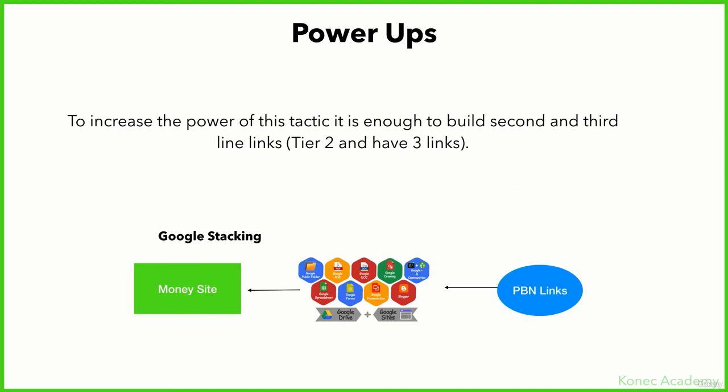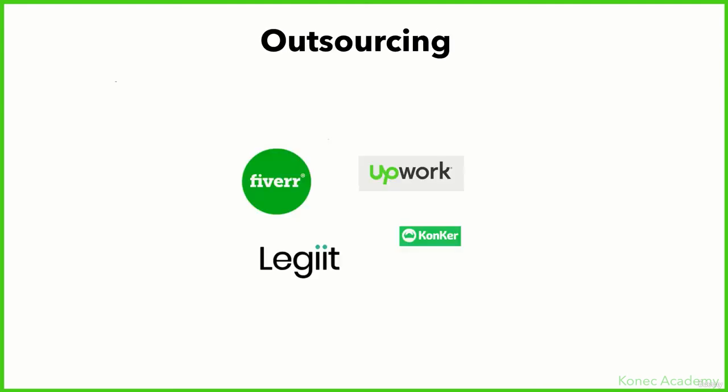So if you don't want to point PBNs directly at your money site, just make this stacking a sort of buffer and then point the PBN links to the properties so that they are not pointing directly to your money site. And then of course you can outsource this, you don't have to do the work, but I feel like it's important for me to show you how things are done and why they're done before you can pay someone to do it for you. But of course, like anything, you can outsource it. Just go on Legit or Fiverr or Conquer, and you'll for sure find someone that can do this in an easy and white hat way.